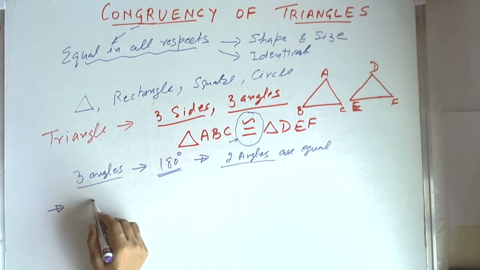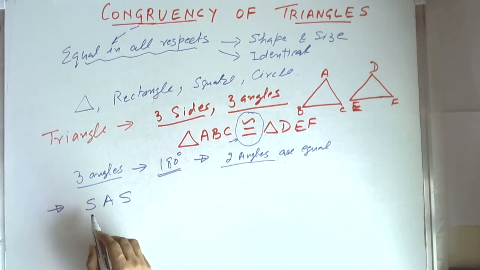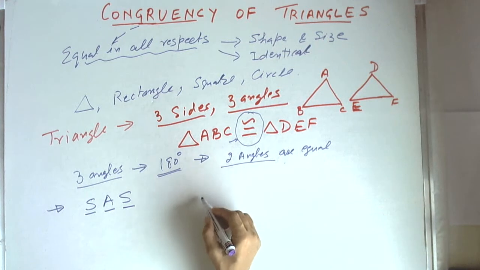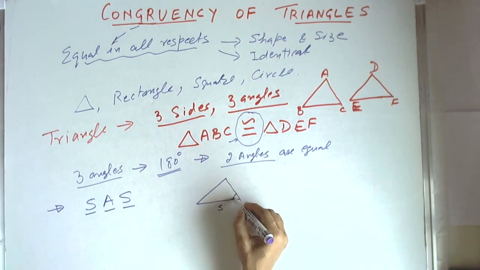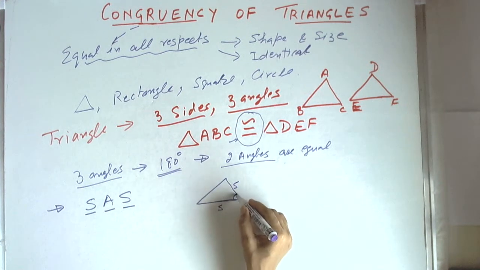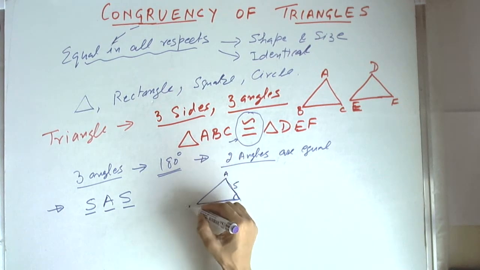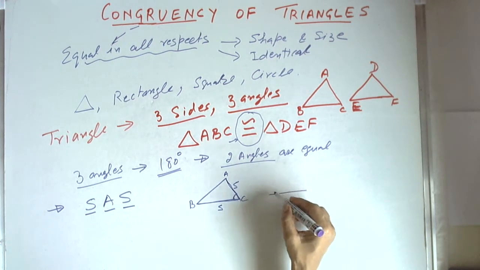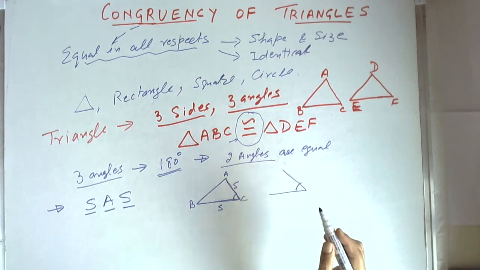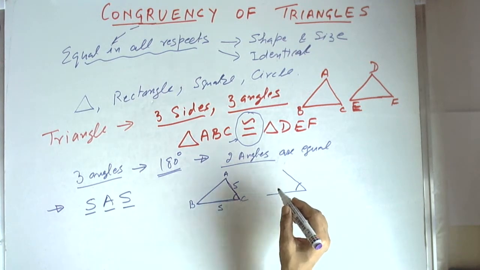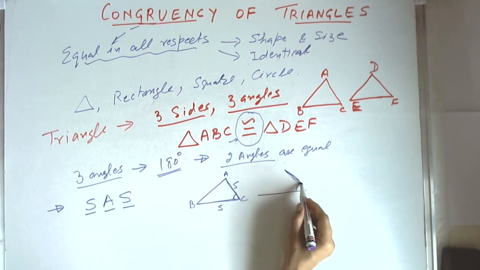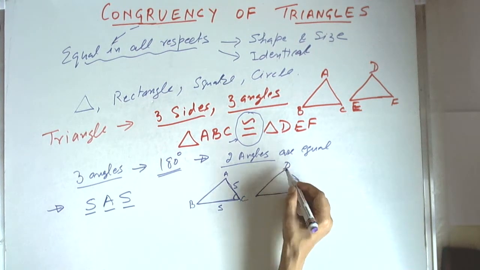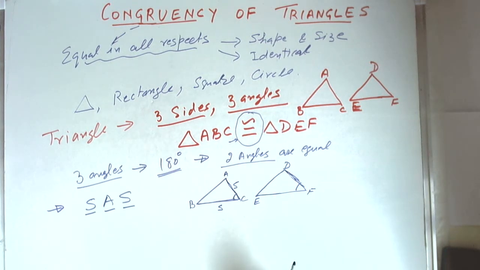Now we have seen different rules, and I will just summarize here the rules for congruency. The first is called SAS. Side, angle, side. That means if we have a triangle and this is side, then this angle and this side. If this is equal, it means we draw another triangle, we draw the angle, then we take a side which is equal, and then we join these things, and we get another triangle DEF, then these two triangles will be congruent.